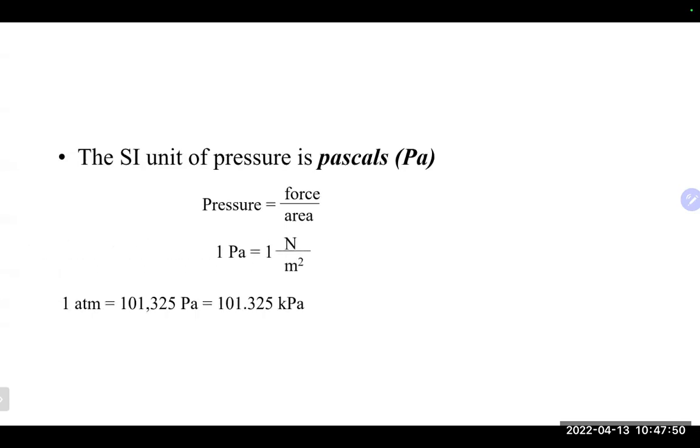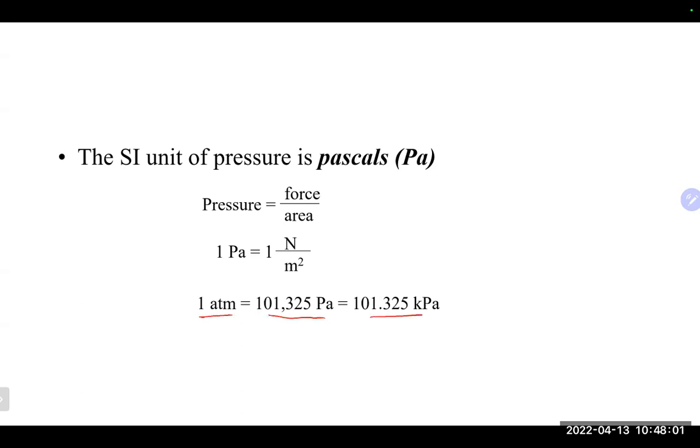The SI unit of pressure is a pascal, and here's the relationship. We don't make much use of pascals in general chemistry. But in case you want it, 101,000 pascals or 101.3 kilopascals. And again, we probably won't use pascals in here very much at all, if anything.